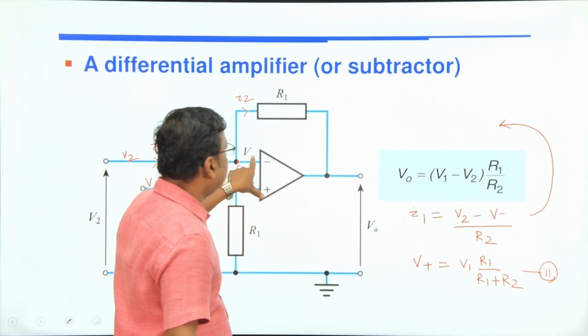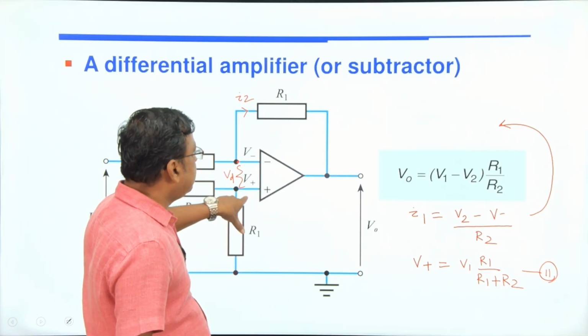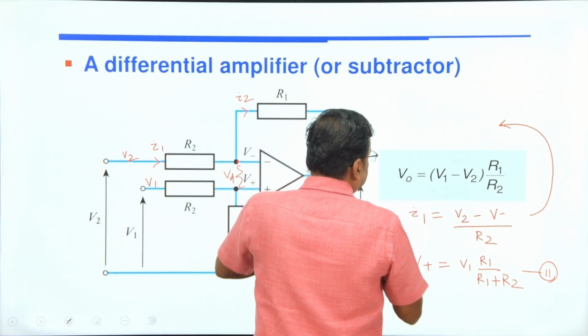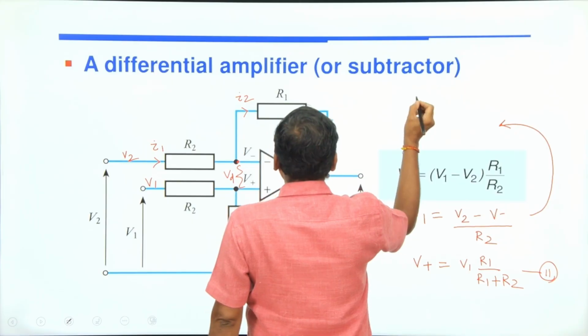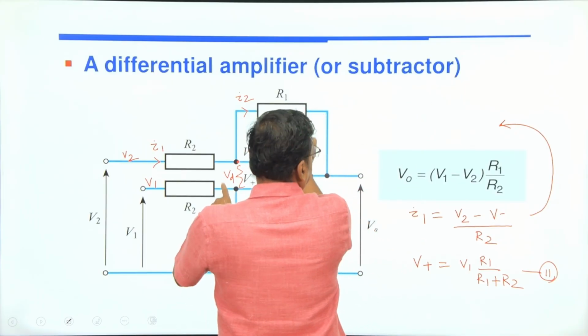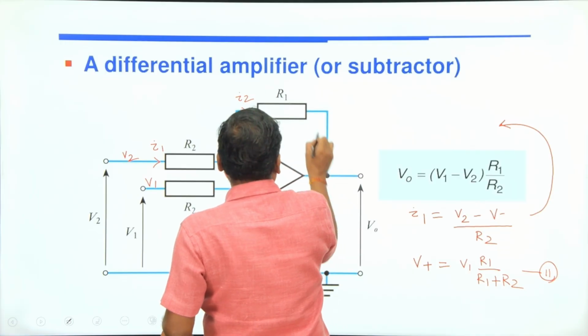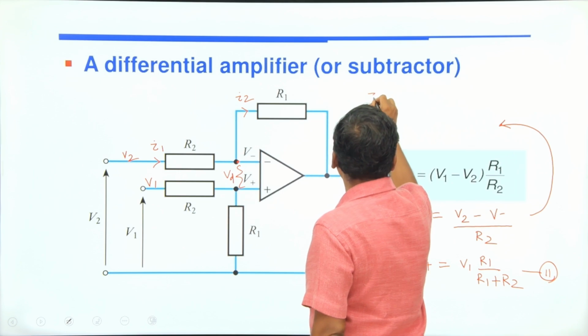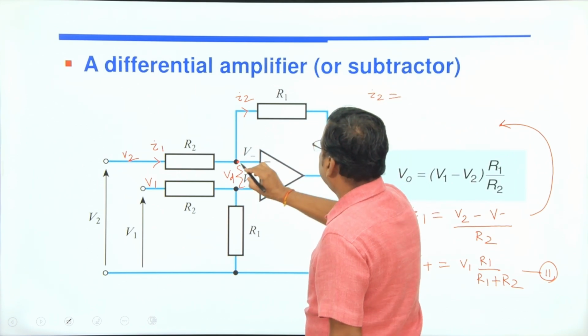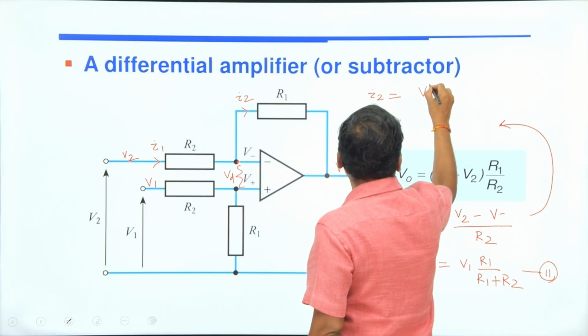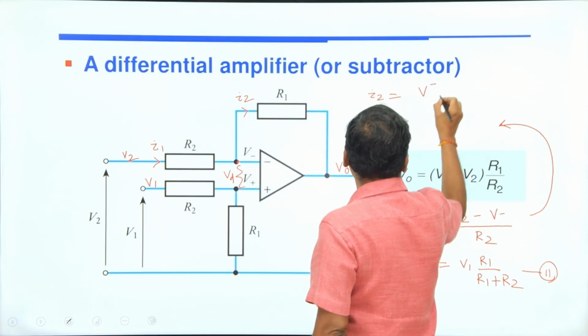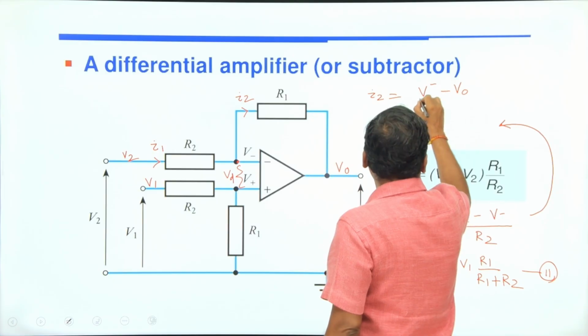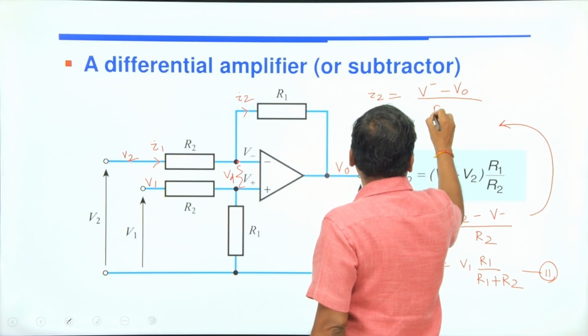From this you can find out V minus. What is the V minus value? If you apply Kirchhoff's current law at this node, this is I2, and this is your V0. So what is the I2 value? I2 equals V minus, this voltage, minus V0, divided by R1.